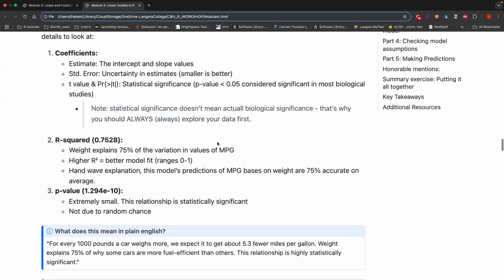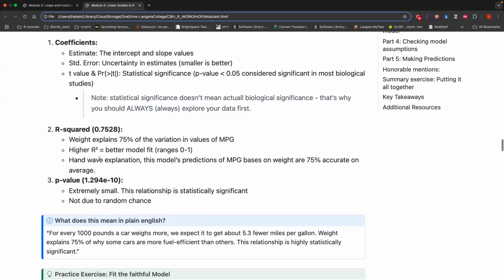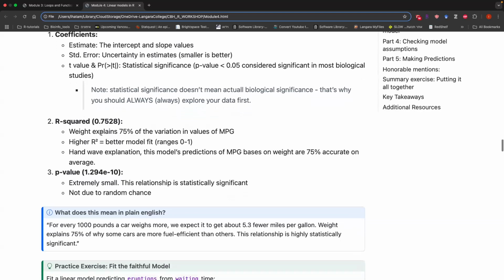And then we have our R-squared value. In this case, it's 0.75. Basically, what it means is weight explains 75% of the variation in values of MPG. A higher R-squared means a better model fit. It ranges between 0 and 1, or 0 and 100% if you multiply by 100.